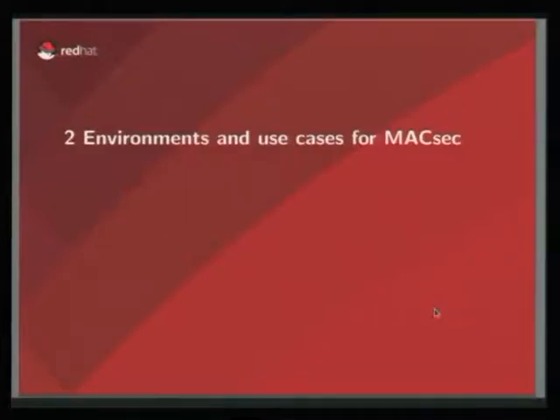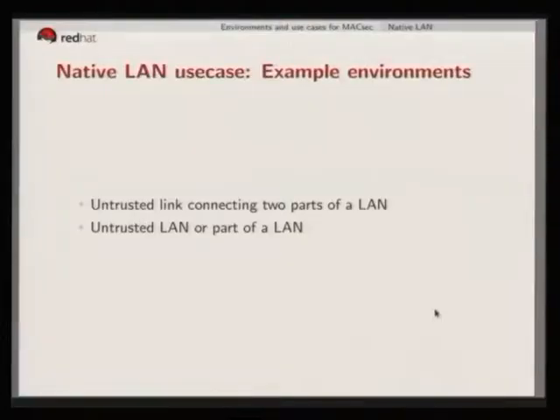So let's see some environments and use cases that are a good fit for MACsec. I'm going to start with maybe the most obvious thing, which is a native LAN. And then I have two variations of that. One is if you have one untrusted link in the middle of your network, and one other use case is when you have a part of your network where you don't really know what's going to connect to it.